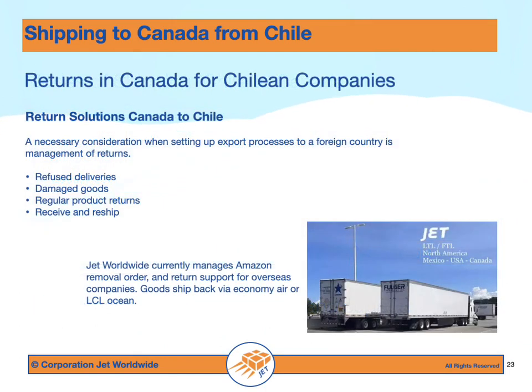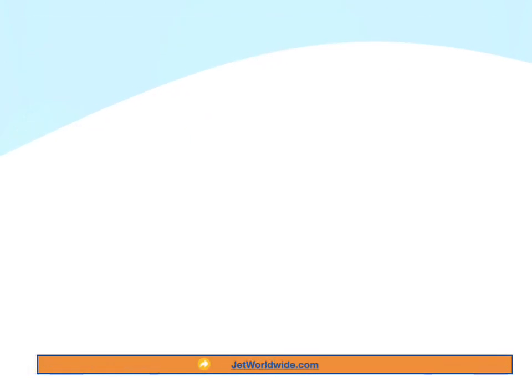Jet Worldwide provides Canadian and North American logistics support. This can include receiving returns, including Amazon removal orders, and benefiting from forwarding across North America and globally. Basically, if you ever ask the question, wouldn't it be great if we had a local partner in Canada and North America? Well, now you have the answer.